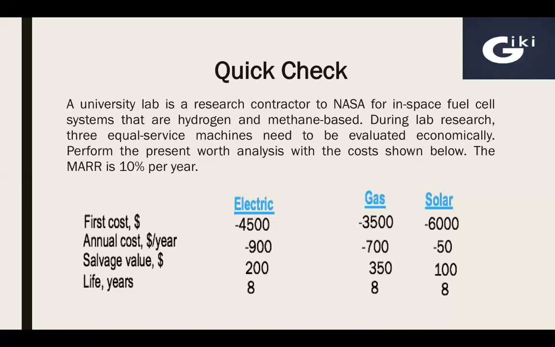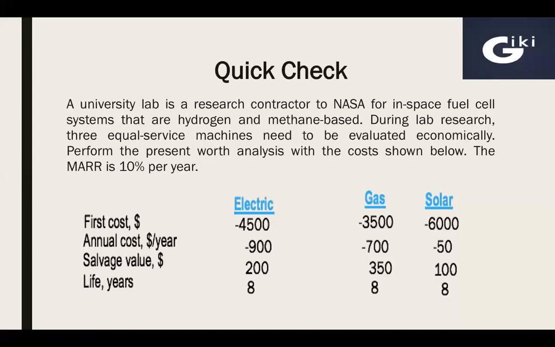So we have 3 options: electric, gas, and solar. The initial cost of electric is minus $4,500 and gas is minus $3,500 and solar is minus $6,000. Then operating cost per year is $900, $700, and $50 respectively for electric, gas, and solar. Salvage value is 200, 350, and 100 respectively. And the life of all these projects is 8 years.